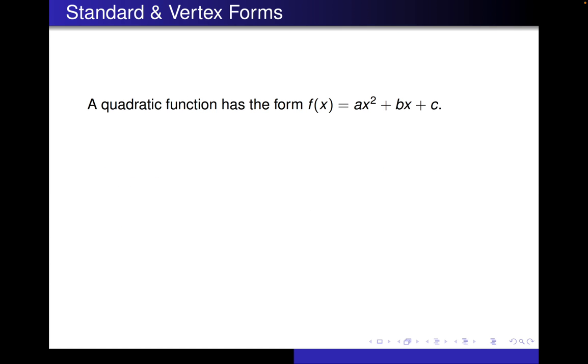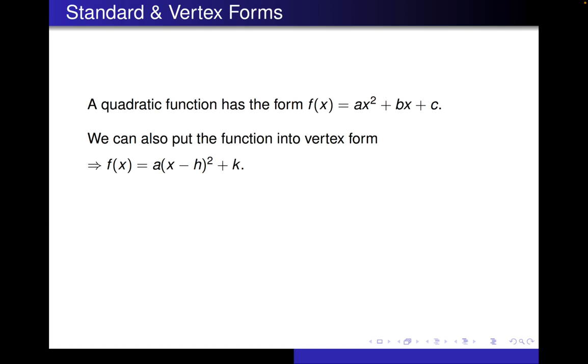So first, just remember that a quadratic function has the form f of x equals ax squared plus bx plus c. Remember also that we can put this function into vertex form to help us find the vertex. We get f of x equals a times x minus h squared plus k. And remember that h and k tell us what the vertex is. H is the x-coordinate of the vertex, and then k is the y-coordinate.